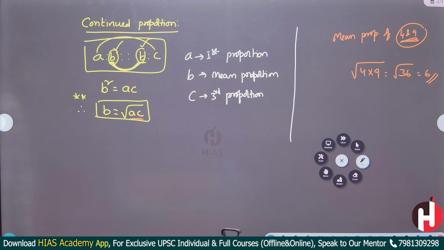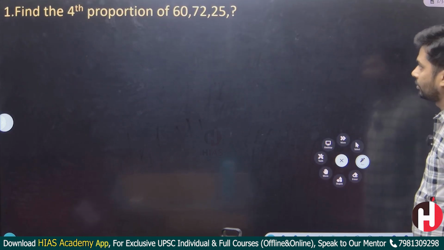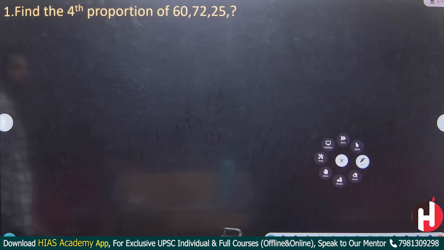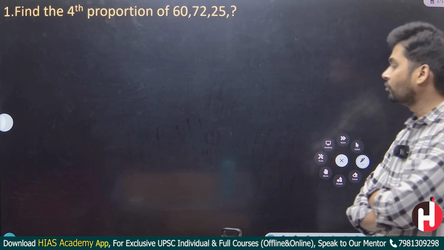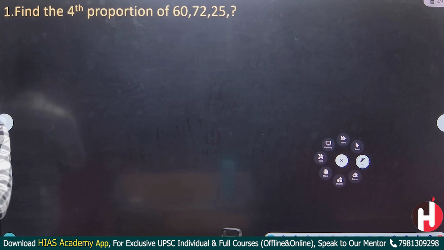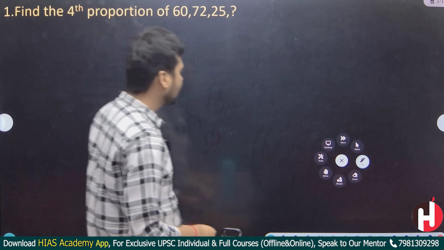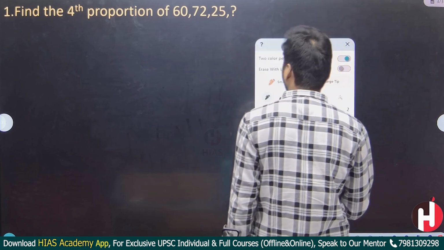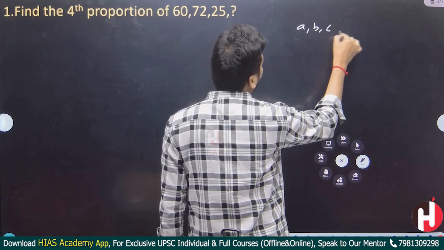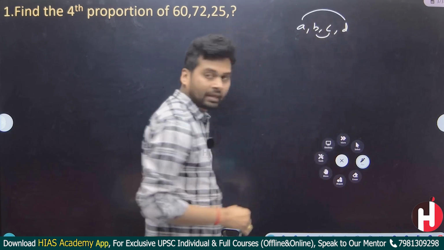So now we will directly solve the questions related to ratios and proportions. Starting from this: find the fourth proportion of 60, 72 and 25. Fourth proportion means, how do we find it? We know that proportion means AD is equal to BC. So when A, B, C, D are in proportion, then BC is equal to AD.